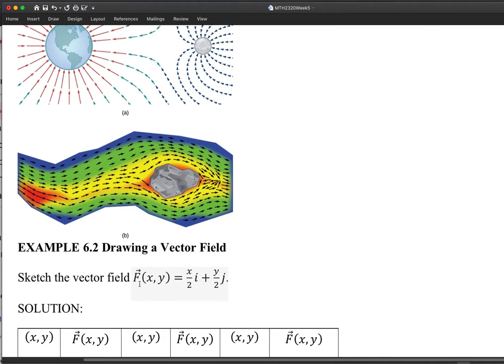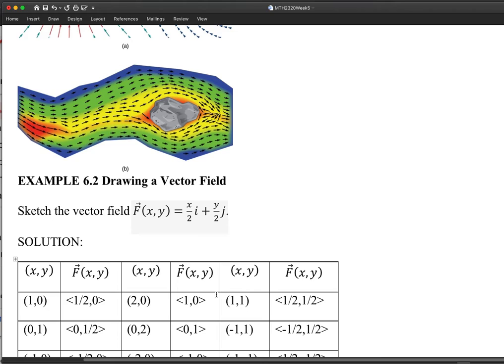A very simple example: f of x and y, along the i direction, is x over 2. It is claimed to be a function of two variables, but anyway, only one variable counts. Along the j direction, that's y over 2. So what you can do here is, like when we plot the graph of a single function of one variable, you take some values of x and find the y value, and plot the ordered pair.